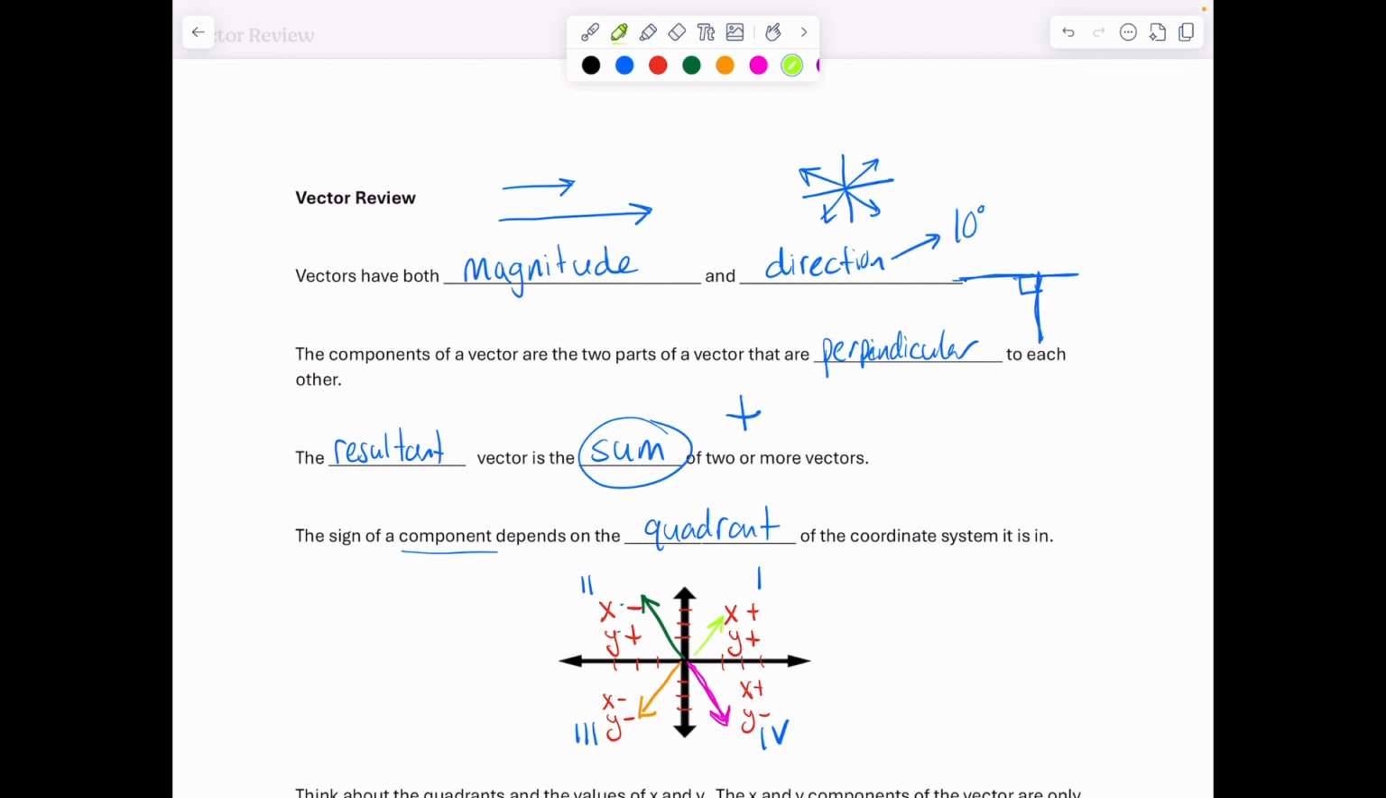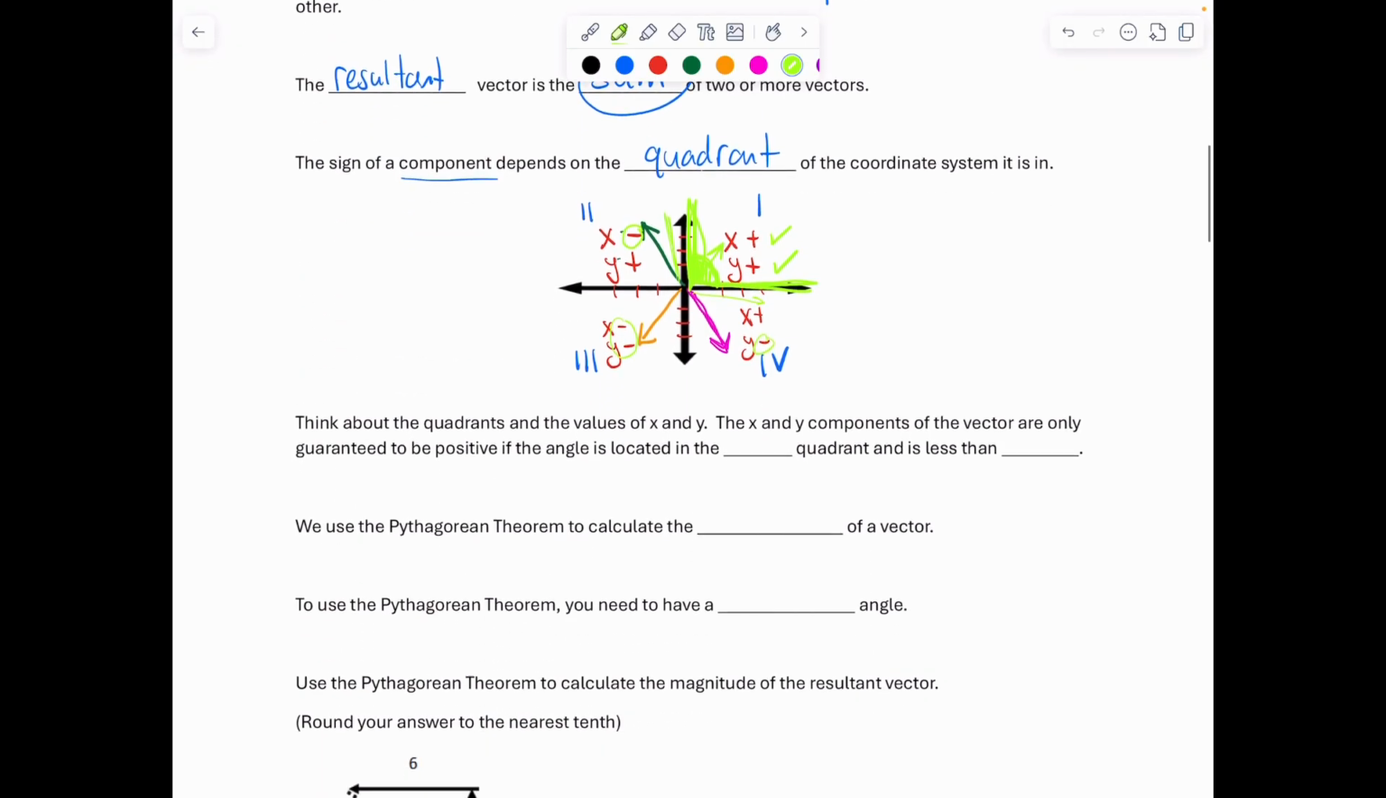This way here, anytime you have an angle measurement somewhere around 90 degrees: if the angle measurement is 90 degrees or less, then we're going to expect both components to be positive. Once I have an angle measurement that's more than 90 degrees, let's say even 95 degrees and it's over here somewhere, once I cross this line, I now have a negative component there. If I keep getting larger, I have two negative components. And I can come all the way over here and swing it over here, and I still have a negative component. So the only way to end up with two positive components is if the angle measurement is less than 90 degrees. If it's more than 90, I'm always going to have one negative component. So think about the quadrants and the values of x and y. The x and y components of the vector are only guaranteed to be positive if the angle is located in the first quadrant and is less than 90 degrees.